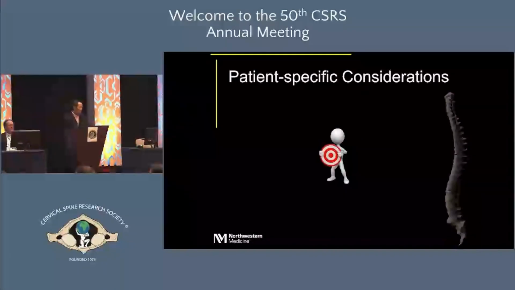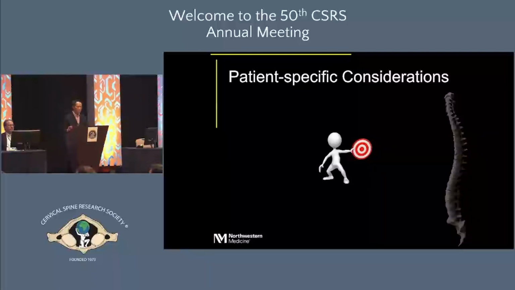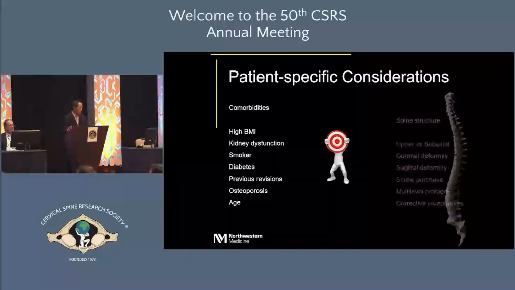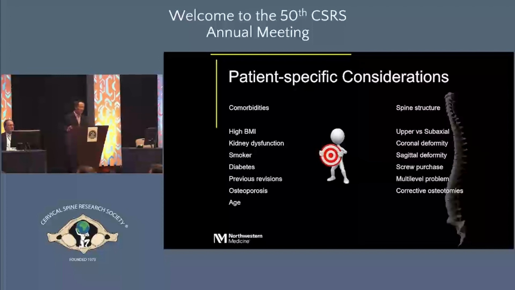When we talk about the patients that we operate on, these are often moving targets. There are a number of comorbidities that we need to consider, including kidney dysfunction, whether they smoke, diabetes, how old they are, and then finally the spine structure that everybody presents with is going to be different. Is there an associated deformity? Is there chin on chest, multi-level problem, and/or corrective osteotomies?